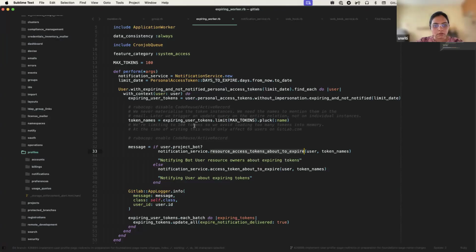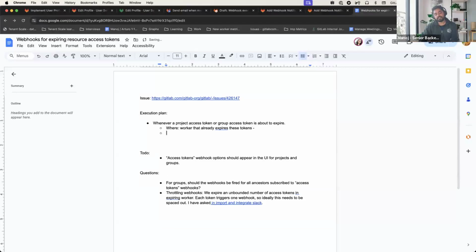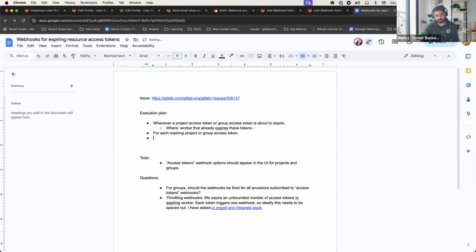All right. And then, when this happens, I think the next step would be, for each expiring project or group access token, fire a webhook. Is that the idea? Yes.